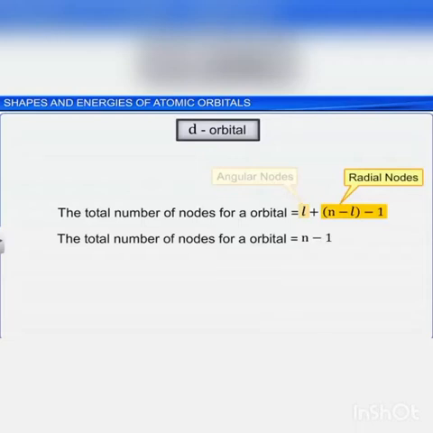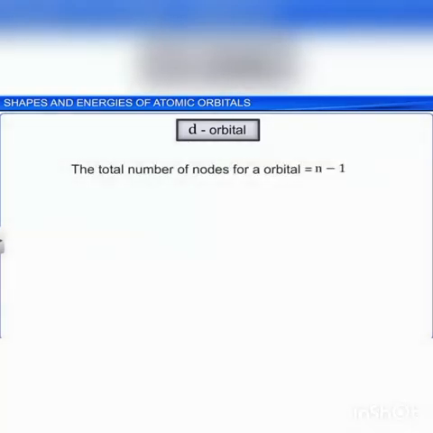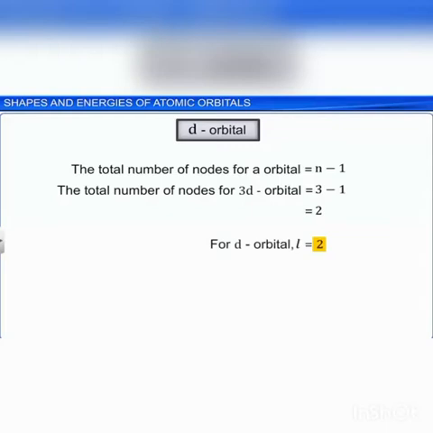For example, let us calculate the total number of nodes for 3d, which is given by the expression n-1. As the value of n is equal to 3, by substituting the value of n in this expression, we get the total number of nodes as 2. The value of l for a d orbital is 2, and hence the number of angular nodes is 2 for 3d. As the value of n is equal to 3, the number of radial nodes as per the formula is equal to 0.